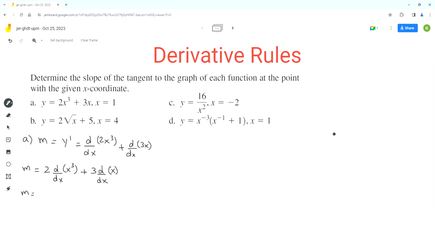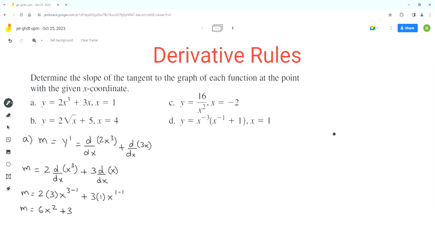Now we can simplify this expression further. We can find the derivative of x cubed using the power rule. In that rule, we move the exponent to the front of the term, so it becomes 2 times 3, and then we subtract 1 from 3. Now we can do the same thing with the other term. The exponent of x is 1, so we move that 1 to the front and then we subtract 1 from 1. Now we get m equals 6x squared plus 3, since 2 times 3 is 6. Now x to the power 0 is equal to 1, so the second term has only 3, there is no x with it.